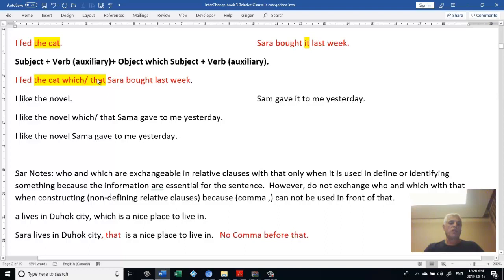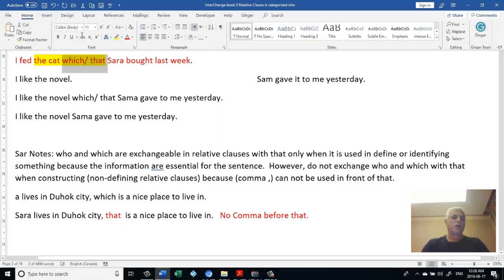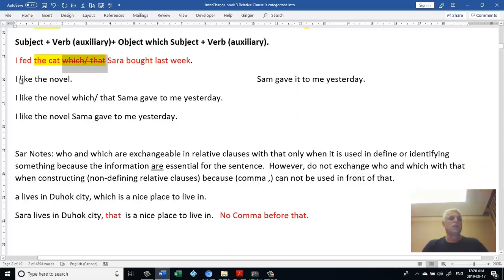If you remember, we said when we have which or that or whom or who that comes in the position of the object, we could delete it. For example, we could say the second sentence. I like the novel. Sam gave it to me yesterday. Let's look at what we have in common here. We have the first one, the novel. Then the second one we have here, it. Then we make it one sentence as we said. Then we say, I like the novel. Then we say which or that Sam gave to me yesterday.